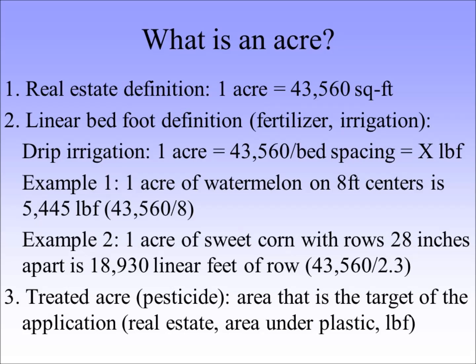So what does that mean? It means that you have about 19,000 feet of row of corn in a solidly planted acre of corn. So now you're thinking rows. And then for those of you who deal with pesticides, for pesticide application, you use the treated acre concept. It depends on where you're putting your pesticides. So for growers, there are 3 kinds of acres.